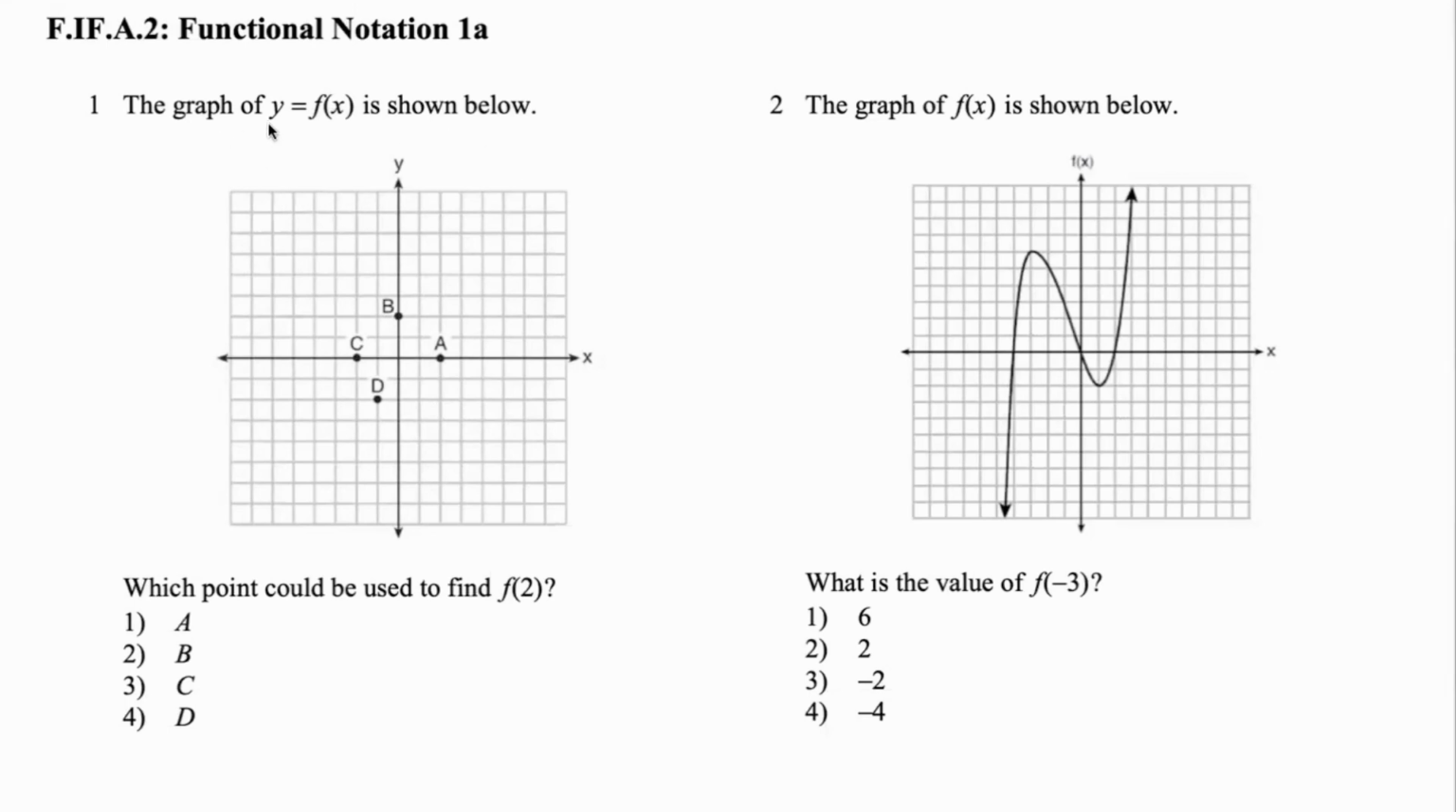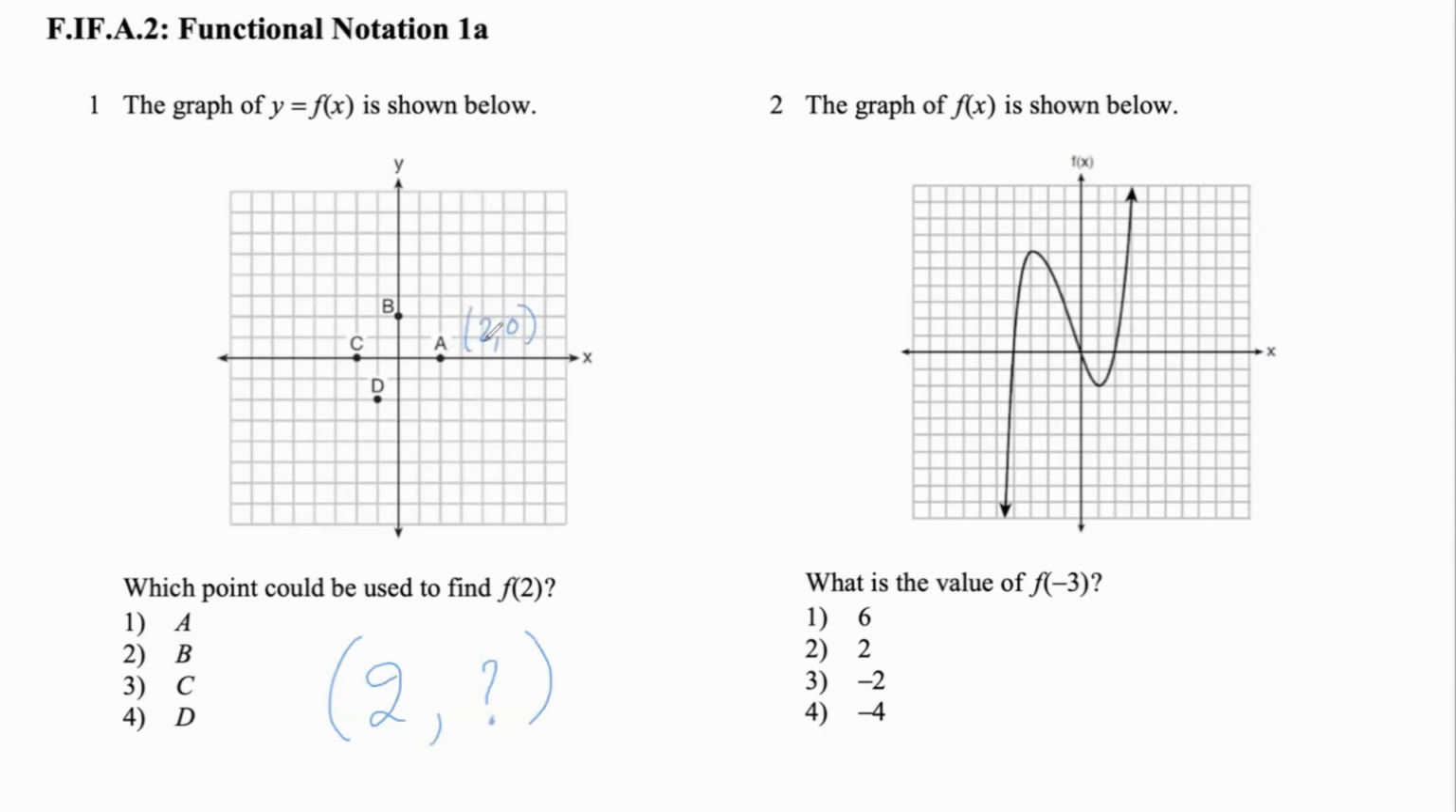The graph of y equals f of x is shown below. Which point could be used to find f of 2? So basically, this means that 2 is our x coordinate, and we need to figure out what is the y coordinate. So I will go to 2 on the x-axis, and then I'm looking vertically to see where this point is located. And notice A is located right on the x-axis. So this is the point 2, 0.